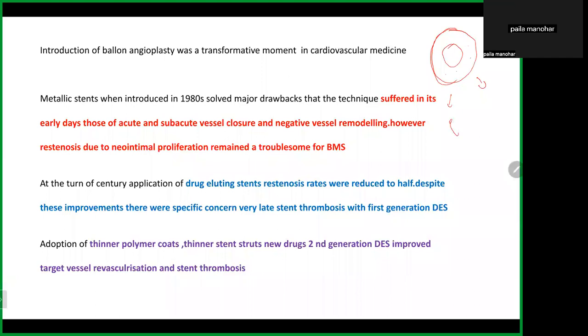What does the Glagov effect mean? Whenever the plaque burden is increasing, the media goes into an expansion phase so that it accommodates the plaque and the vessel expands. This is the Glagov effect. Next is negative remodeling. Whenever the plaque burden is increasing, the media goes into a spasm, which is negative remodeling.